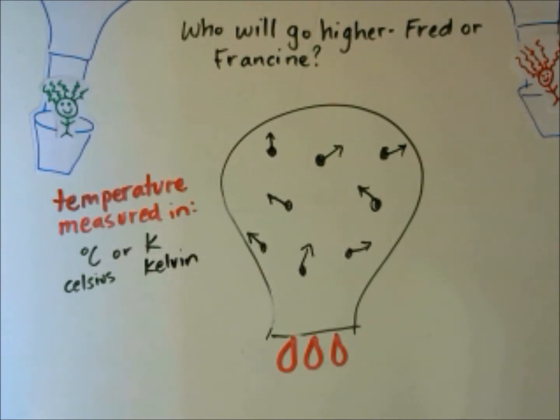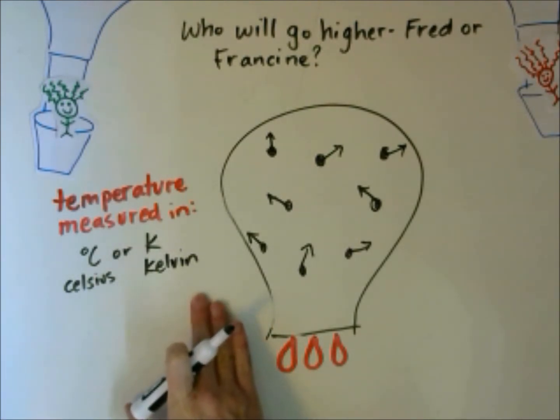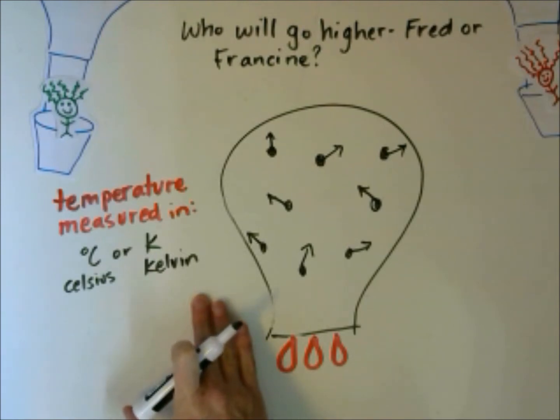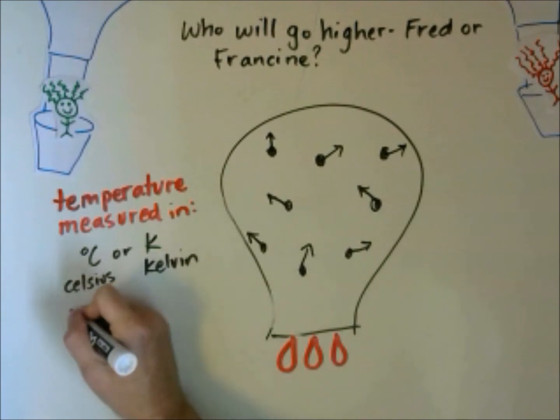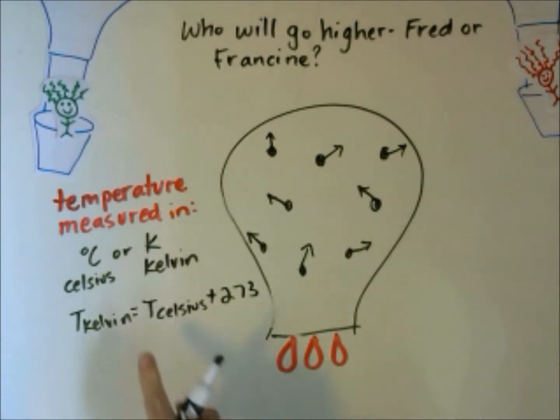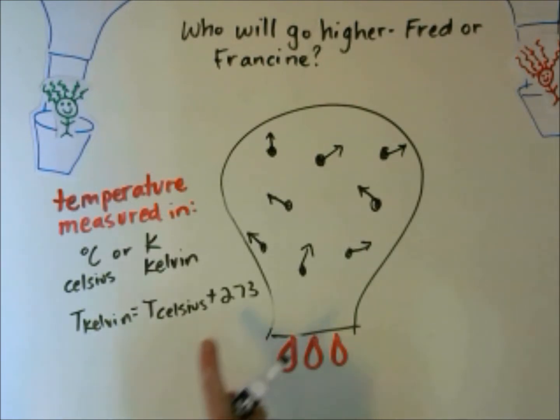The temperature is measured in either degrees Celsius or in Kelvin. Those are our SI units for temperature. And to convert between Celsius and Kelvin, we can use this equation. Temperature in Kelvin equals the temperature in Celsius plus 273. So if the temperature in Celsius was 0 degrees, the freezing point of water, the equivalent Kelvin temperature would be 0 degrees plus 273, or 273 Kelvin.